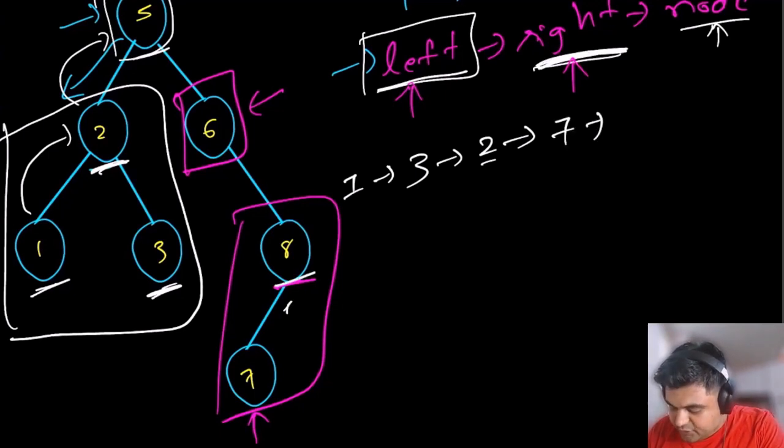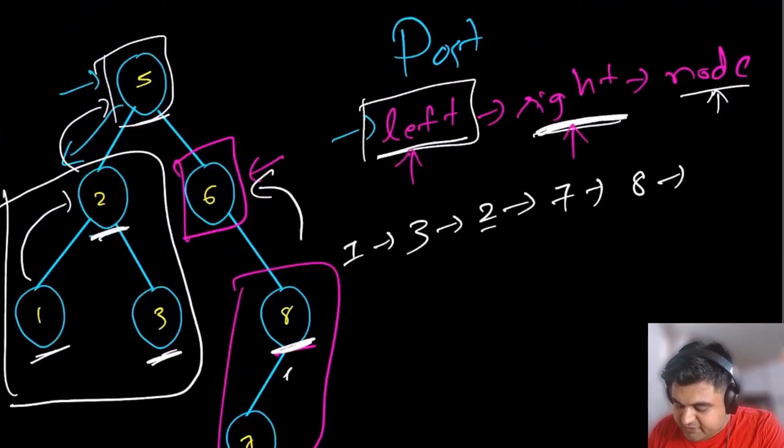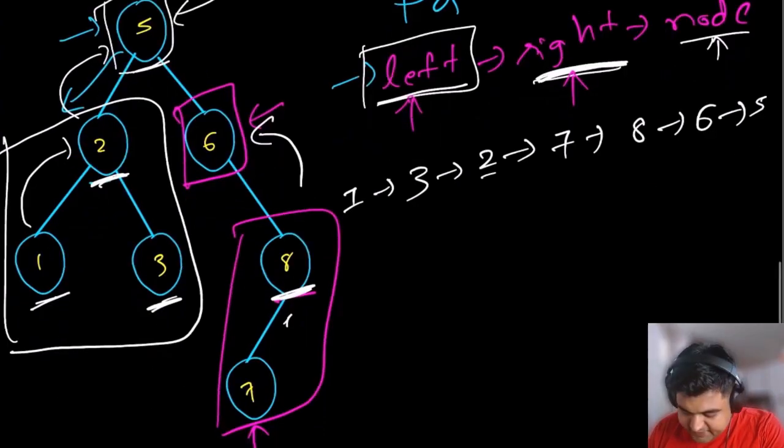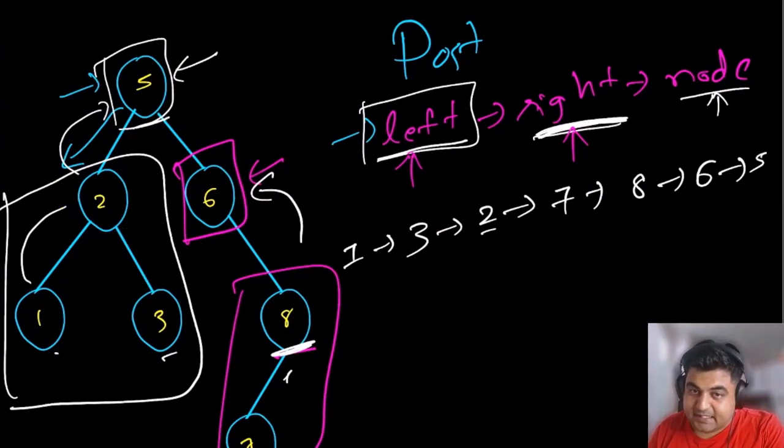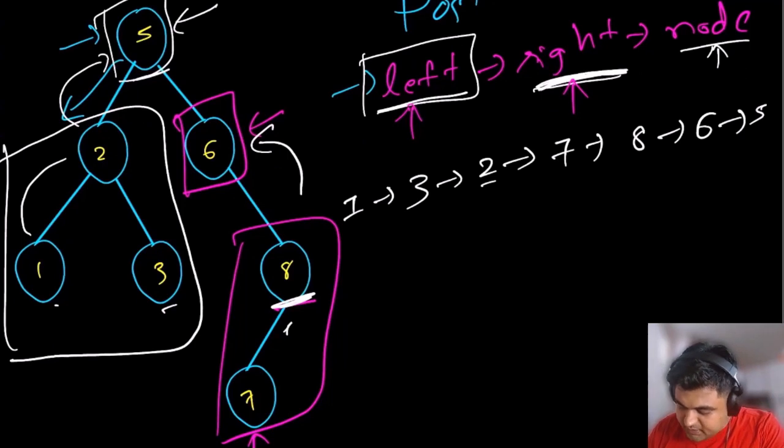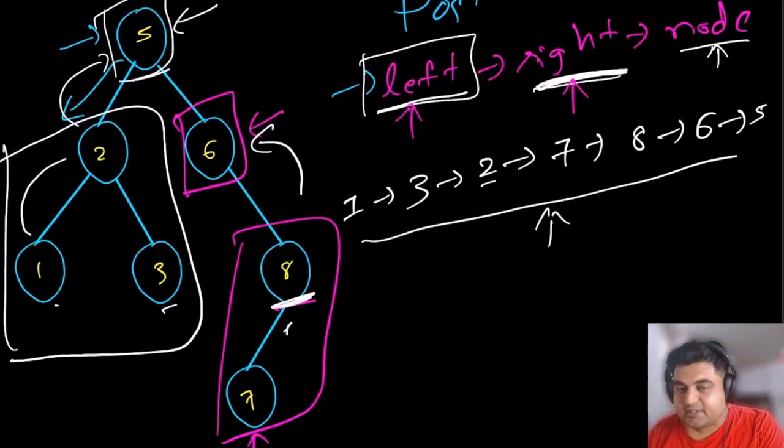After 7, we are going to visit node number 8. After visiting node number 8, we are going to backtrack and visit node number 6. And in the end, we are going to visit node number 5. So what we did in this post order traversal is that we took care of all the elements that were present at the leaf before moving back to its predecessor, and this would be the post order traversal for this tree.